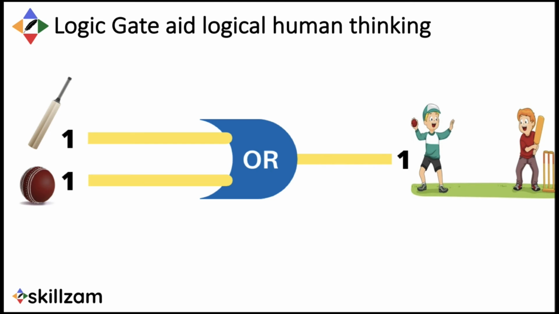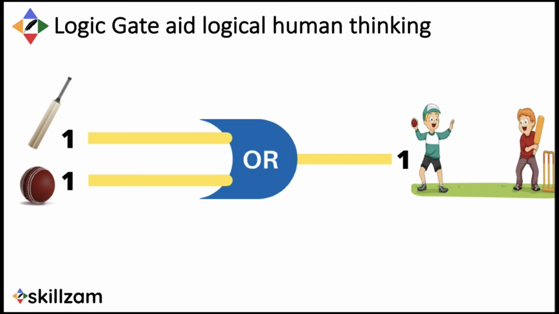We can say that more verbosely, like if it is true that I know to bat or it is true that I know to ball, then it's true that I can play cricket. This means that if I know to bat, regardless of whether I know to ball, I can play cricket. And the same thing goes the other way. If I know to ball, regardless of whether I know to bat, I can play cricket. The only time I should not play cricket, according to this gate, is when I don't know to bat and I don't know to ball.